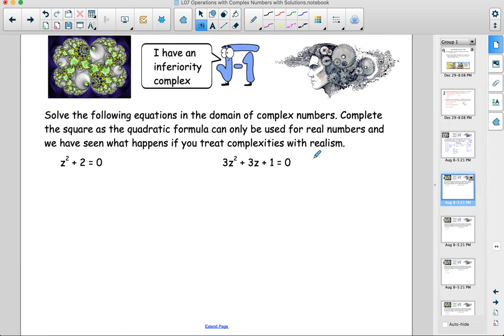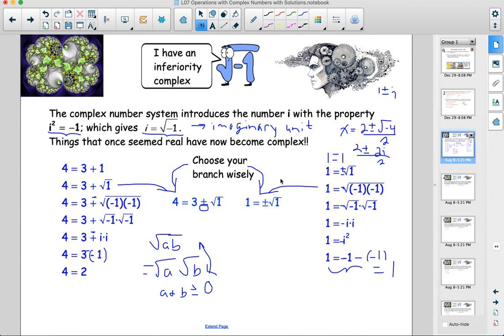All right, so we're going to solve the following equations in the domain of complex numbers. We are going to have to complete the square. To do that, the quadratic formula is only allowed to be used for real numbers. And we can see what happens if you treat complex numbers with realism. That's just a little pun intended. This is what happens when you treat a complex number as a real number. You can eventually prove things that are not true. 4 is definitely not 2, and 1 is not -1.